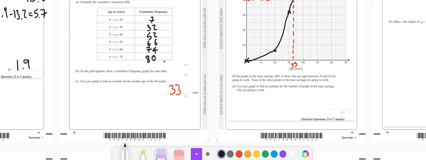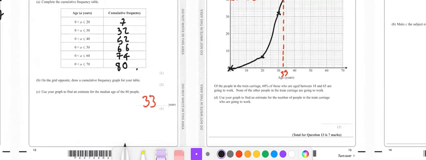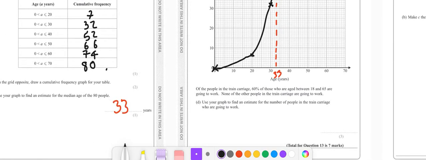Okay, use your graph. So, of the people on the train, 60% of those who are aged 18 to 65 are going to work. None of the other people in the train are going to work. Use graph to estimate the number of people in the train carriage are going to work. So let's work out the number of people between 18 and 65. 18. So I make that about 6. Up to 65.